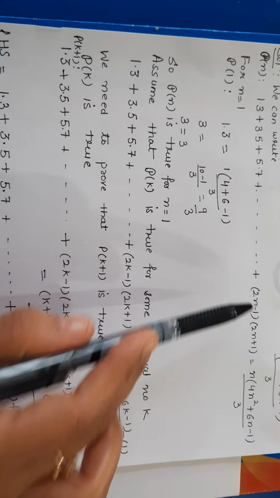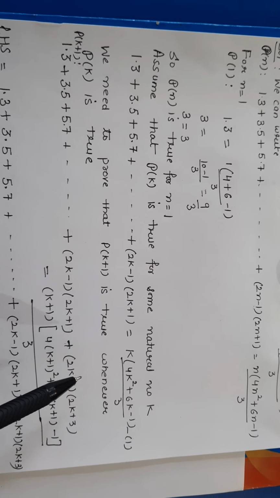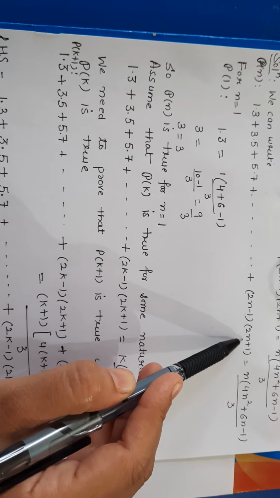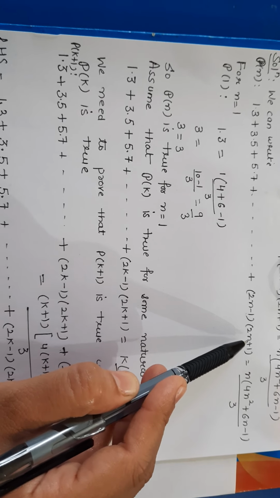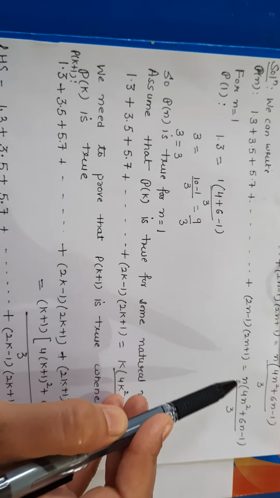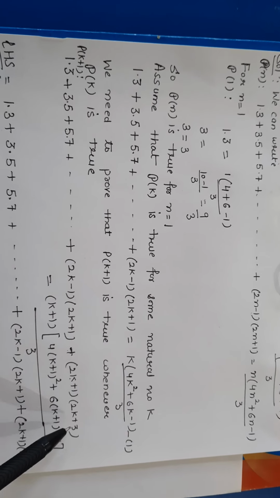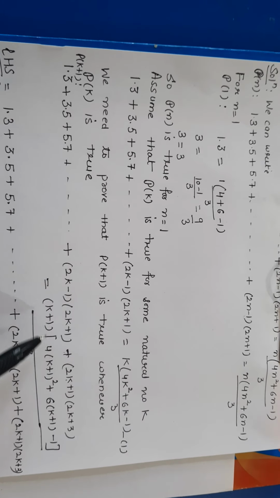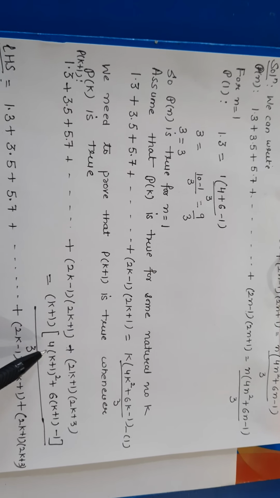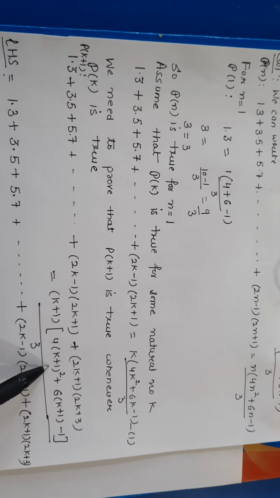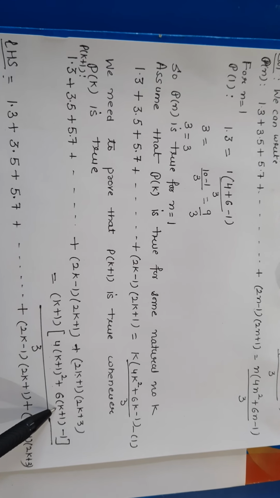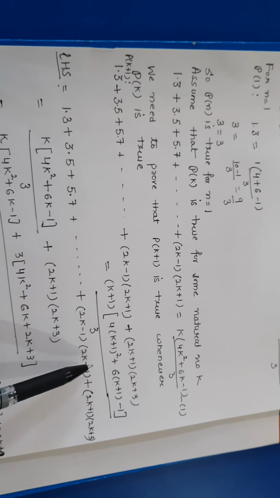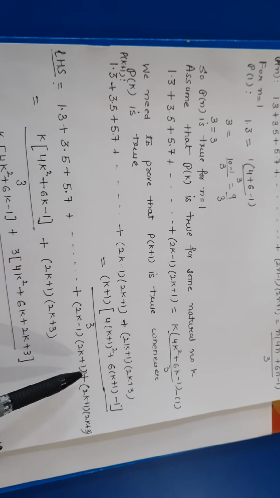So this is 2 times k plus 1 minus 1, so that will be 2k plus 1, into. If we replace here n with k plus 1, this is 2 times k plus 1 plus 1, so this is going to be 2k plus 3. This is equal to, replace n with k plus 1 here: k plus 1 into 4 times k plus 1 whole square plus 6 times k plus 1 minus 1, divided by 3.